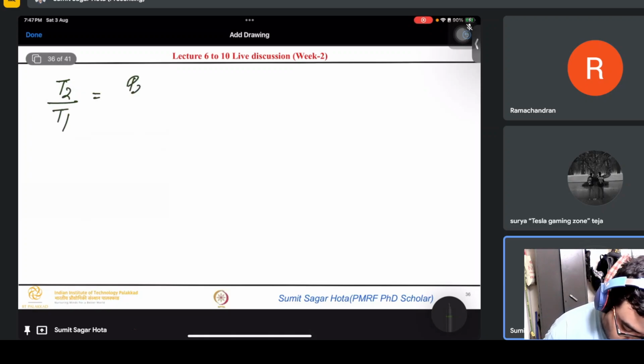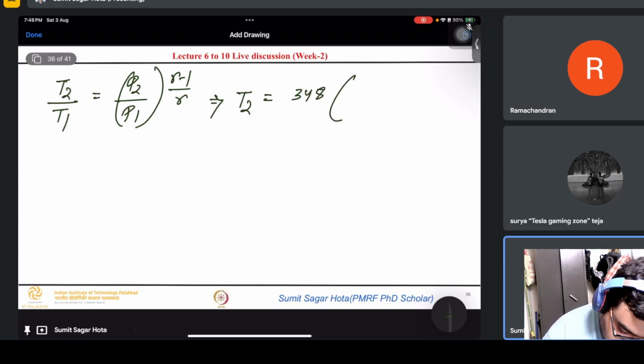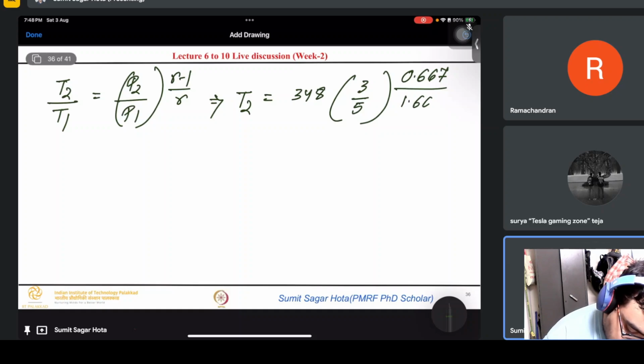So let's apply T2 by T1, P2 by P1, all these as isentropic flow conditions. So T2 by T1 equals P2 by P1 to the power gamma minus 1 by gamma. Just find out T2 from here. T2 is equal to 348 into (3 by 5) to the power 0.667 by 1.667. Solve it, you will get T2 as 283.67 Kelvin.